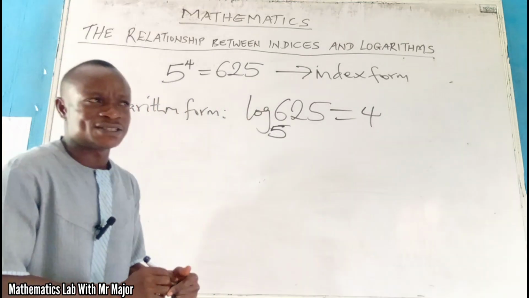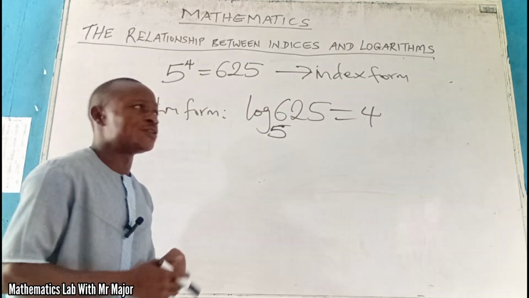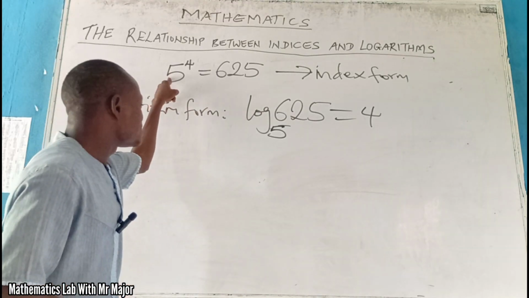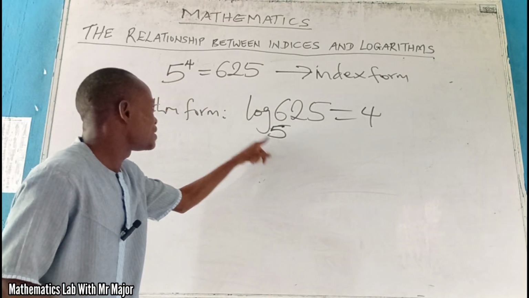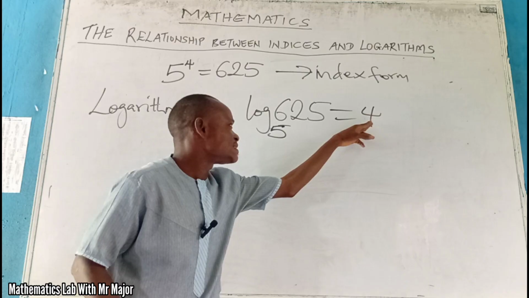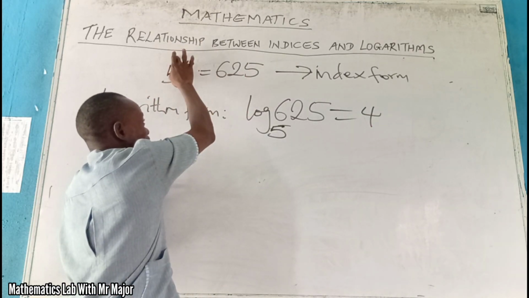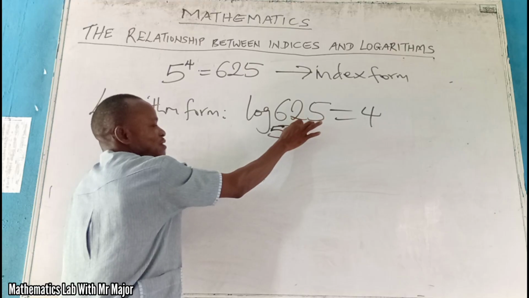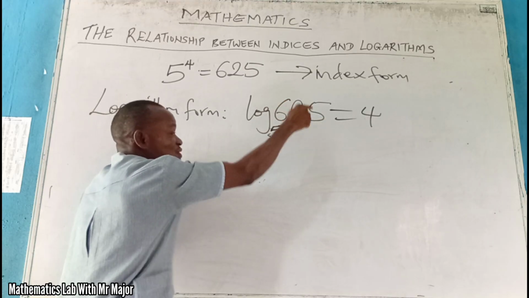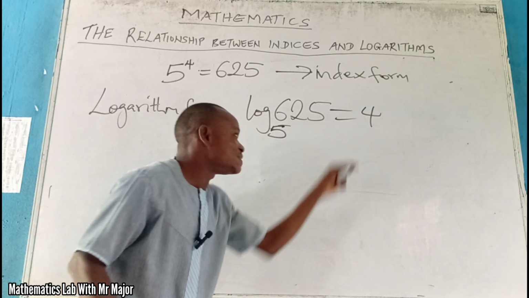Let's take note, please, so that we don't mix up the numbers. The base is usually here. The power is this. Then the number, the value of this, is always here. So log of 625 to base 5 is equal to 4.